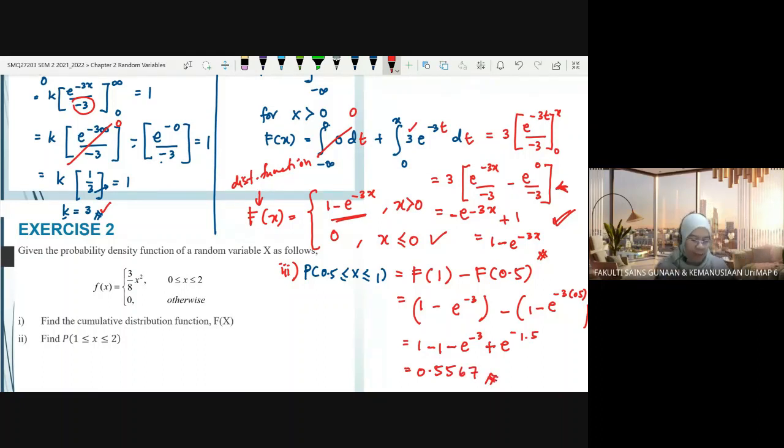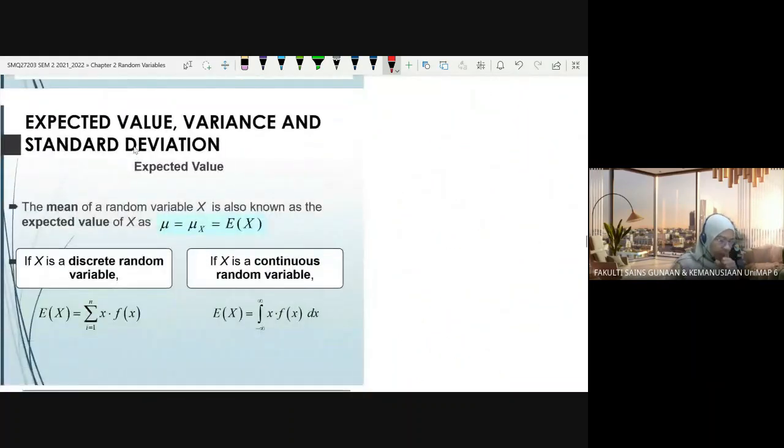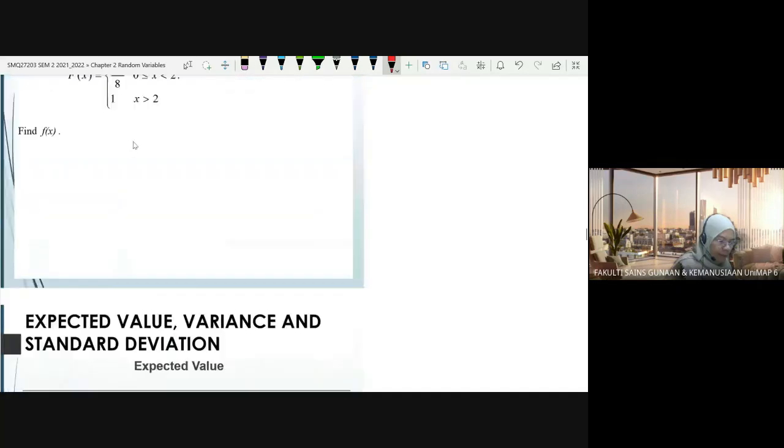Anyone got a different answer? Anyone got a different answer? Am I correct? Okay. Yes, Doctor. Okay, thank you very much for verifying. Okay, very quick for one exercise, then we will finish our expectation, expected value, variance, and standard deviation. Very simple. Okay.